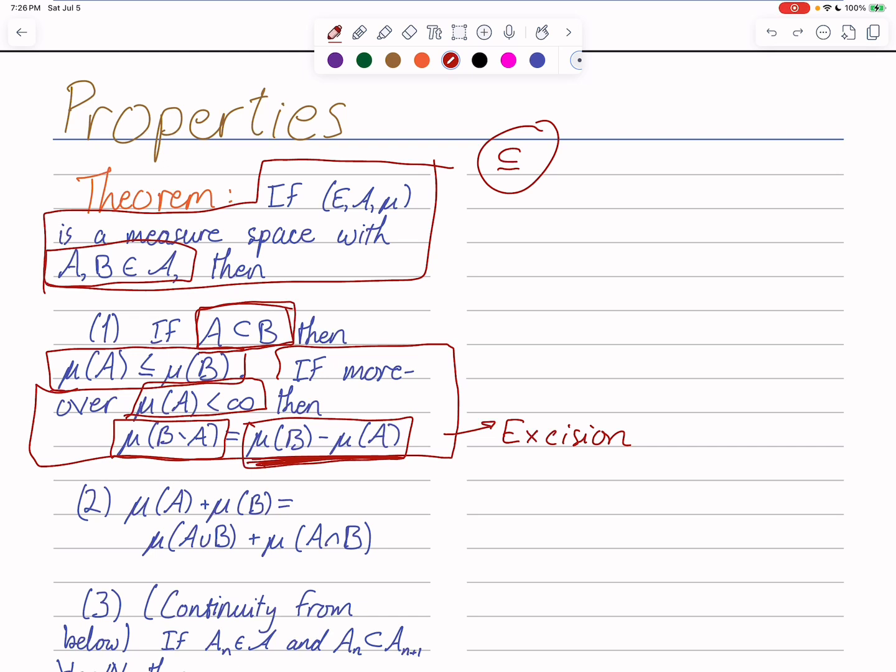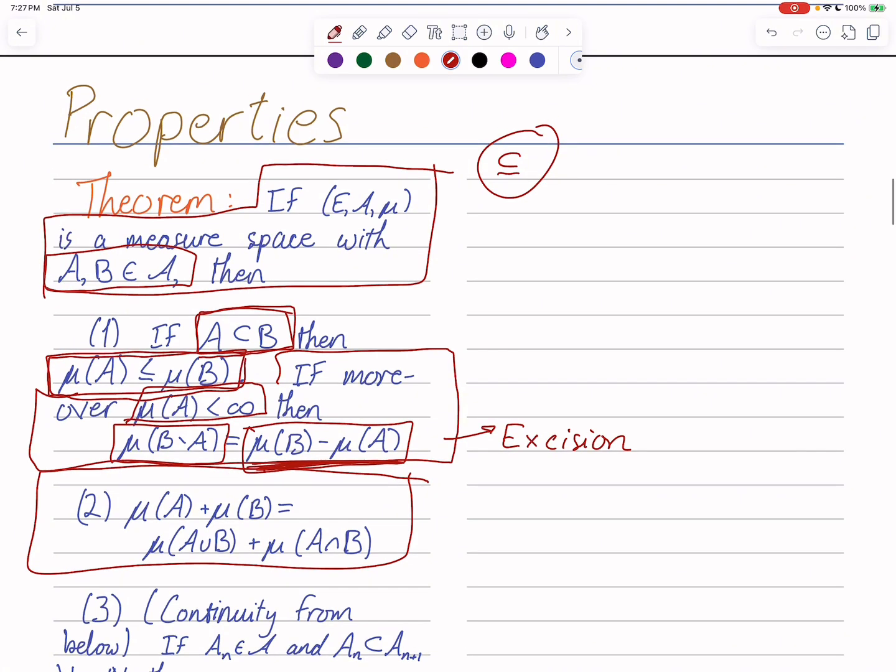But notice that this part of it does not matter whether anything is finite. That would be true even if all of these measures are infinity. Okay, let's move on to property 2, which says that the measure of A plus the measure of B is the measure of the union plus the measure of the intersection.